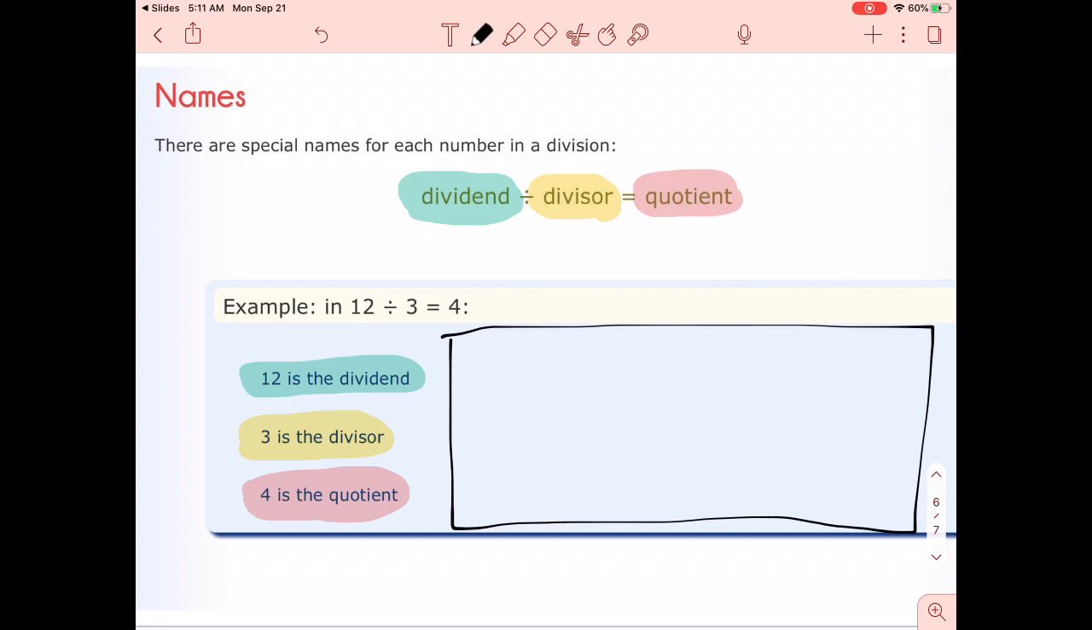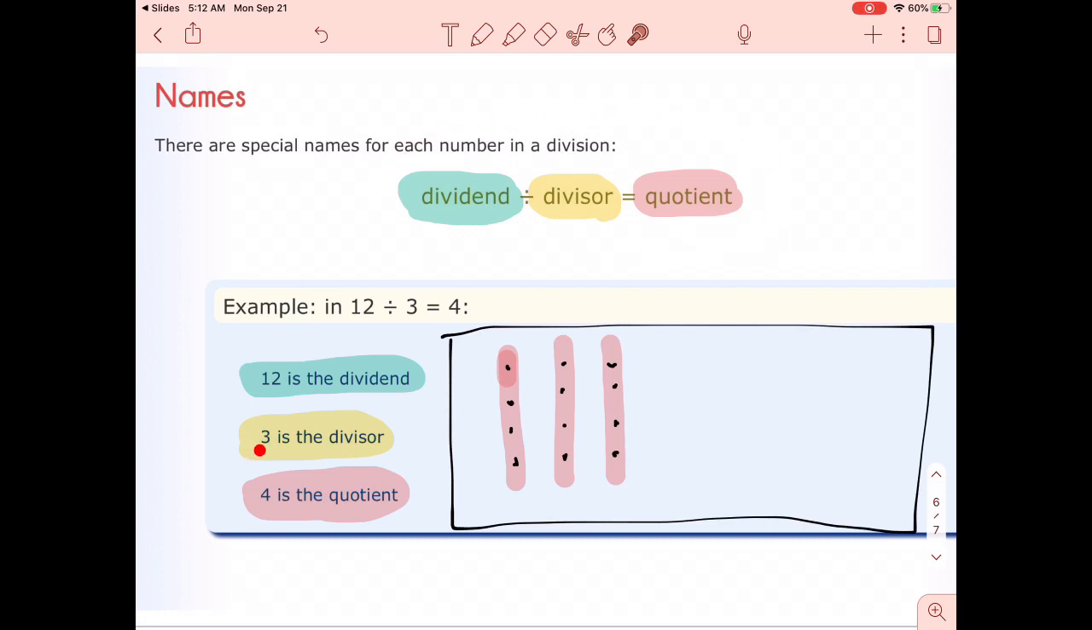All right, so I'm going to start with 12. 1, 2, 3, 4, 5, 6, 7, 8, 9, 10, 11, 12. Now, of these terms up here, what does 12 represent? It represents the dividend. Okay, I'm dividing it by 3, so I'm going to make 1, 2, 3. All right. I've made 3 groups, and which term here refers to how many groups I made?